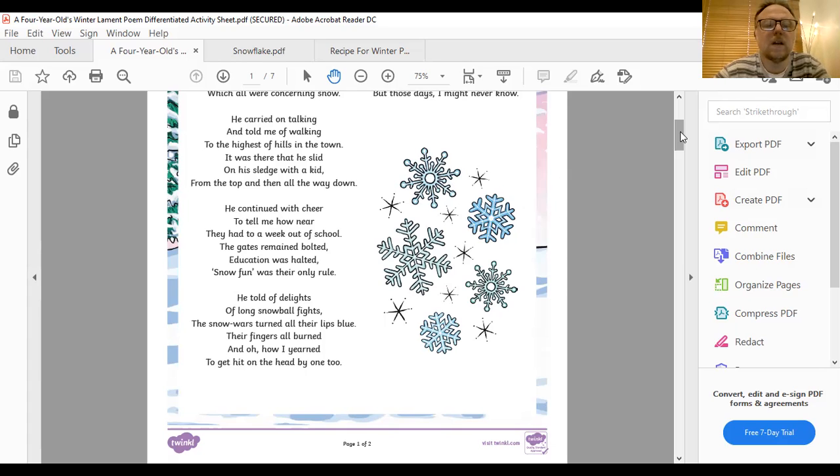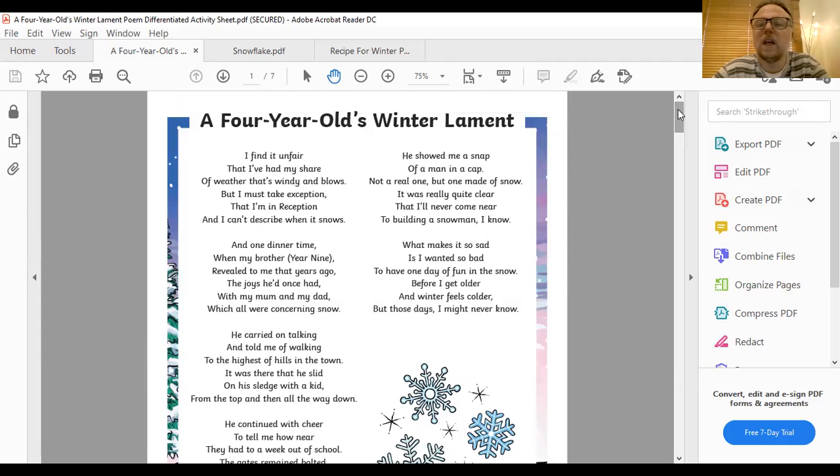He told of delights of long snowball fights. The snow walls turned all their lips blue. Their fingers all burned, and oh, how I yearned to get hit on the head by one too. He showed me a snap of a man in a cap, not a real one, but one made of snow. It was really quite clear that I'll never come near to building a snowman, I know. What makes it so sad is I wanted so bad to have one day of fun in the snow before I get older and winter feels colder, but those days I might never know.